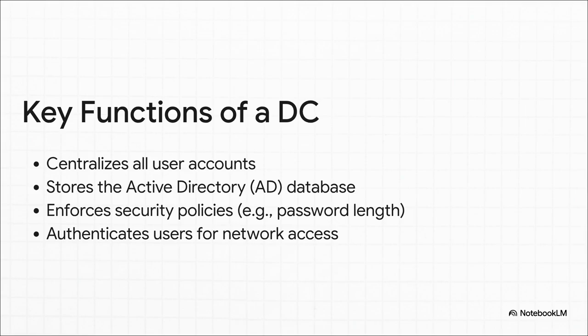Well, a few really critical things. First, it holds every single user account in one place. Your one login for everything? That's the DC. It also stores the Active Directory database, which is way more than just a contact list. It's a live map of every user, every computer, and how they're all connected. And maybe most importantly, it's the network's bouncer. When you log in, it's the DC that checks your ID and makes sure you are who you say you are, and it enforces the rules, like making sure your password is long enough.